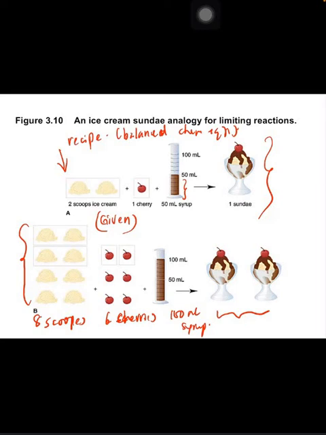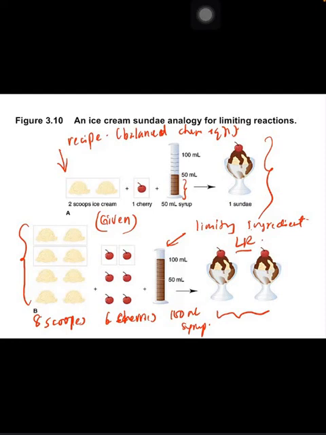Ya, tak cukup sirap. Sebab untuk follow the recipe, dia perlukan 50 ml. So 50 ml kalau you ada 100 ml, maknanya 2 sahaja yang boleh buat. Walaupun kita ada excess ice cream dan juga excess cherry. So kita kata kat sini, this is our limiting ingredient, ataupun dalam chemistry context, this is our limiting reactant. Yang mana kita tahu, kita dah tak boleh buat dah sundae. We have to stop from making sundae ice cream sebab dah tak cukup bahan.